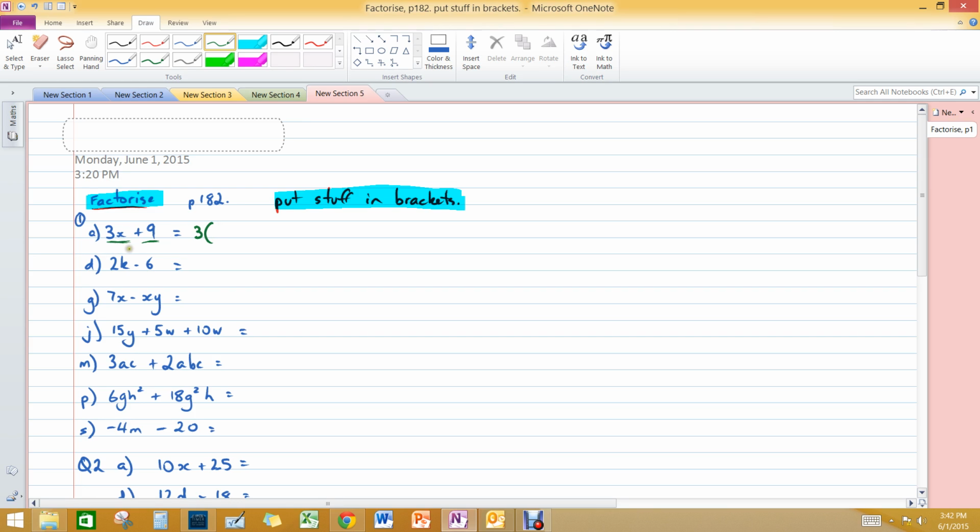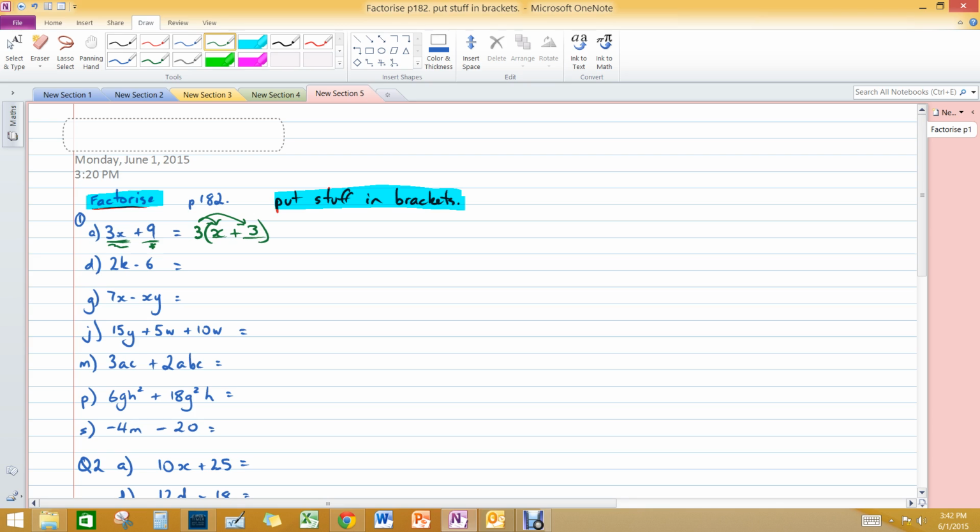Now we have two terms out the front here. We have 3x and 9. So inside the brackets we're also going to have two terms. Alright, so what you need to be thinking in your mind is 3 times what for this first term is going to give me 3x. Well, 3 times x is going to give me 3x. Bring my plus sign across. Now 3 times what is going to give me 9. Well, 3 3s are 9, so it's 3 open brackets x plus 3 close brackets. And that's how we factorise.